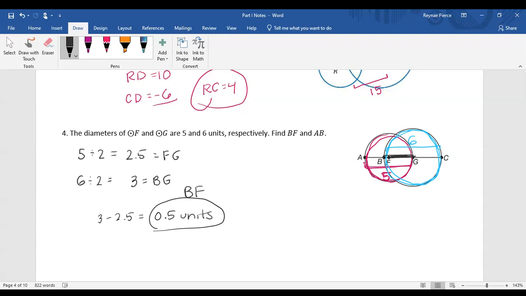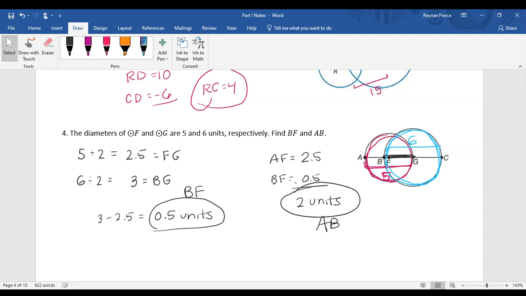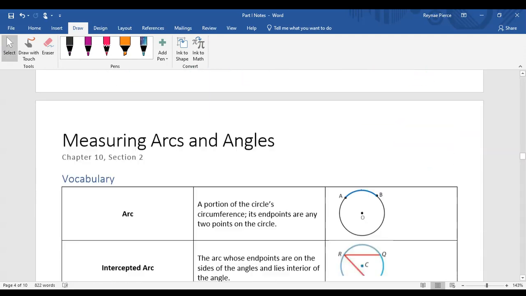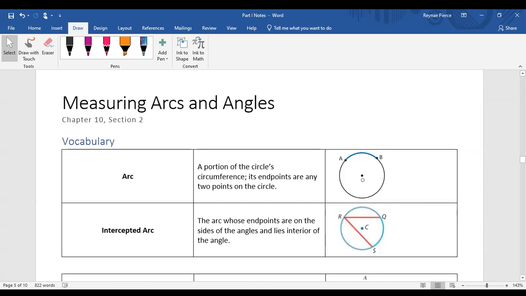All right. If that's 0.5 and we're looking for AB, we know AF, that's a radius of circle F, that's 2.5. So if we subtract those, 2 units is what's left for AB. And that is it for section 1. We'll get into section 2 next.